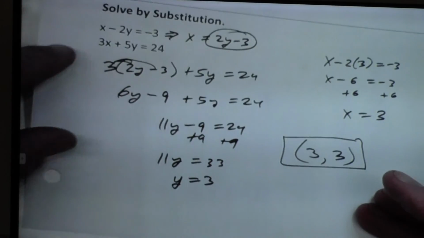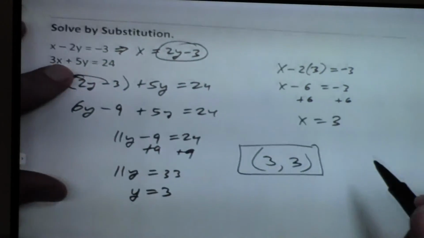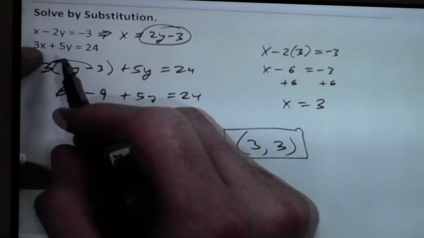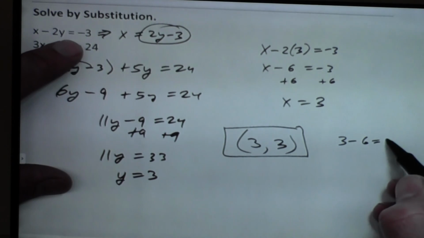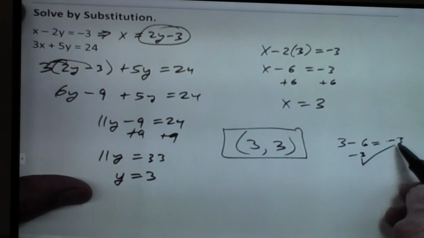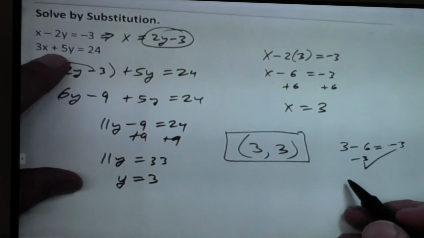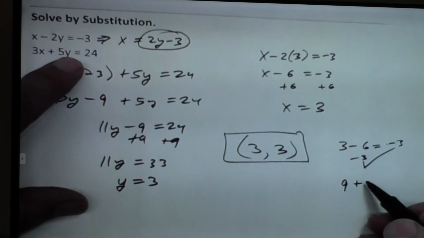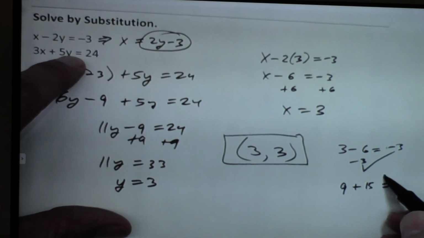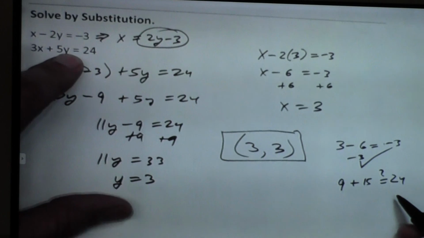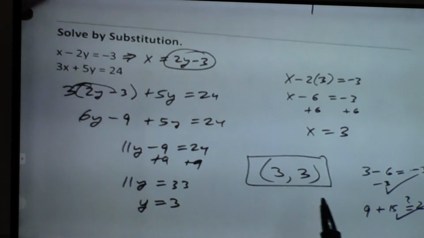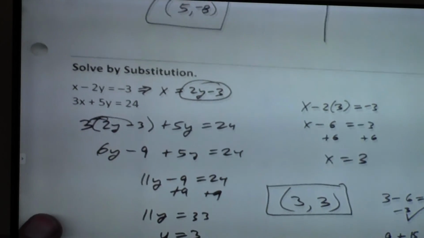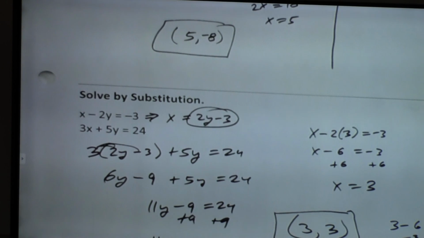You can check these, by the way, if you want to be sure, by putting them both in. Here's a method of checking that's worth knowing. If they're both 3, put a 3 in for the x and 3 in for the y, so I get 3 minus 6 equals negative 3. 3 take away 6 is negative 3. That checks with that equation. Now I'll put it in here. 3 times 3 is 9, plus 5 times 3 is 15. And that's supposed to be equal to, or is it equal to 24? Yes, it is. 9 plus 15 is 24. So if you plug those two in here, both statements are proven to be true if you use 3 for the x and 3 for the y.